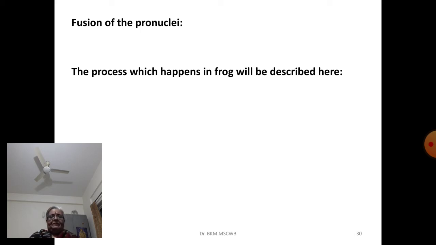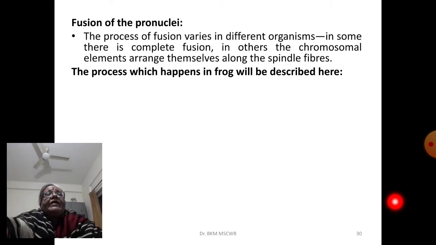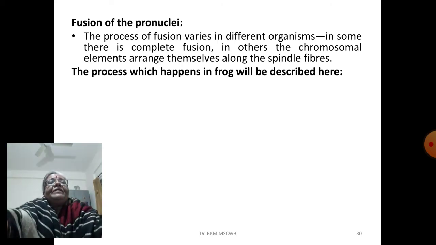Now with this background, we shall proceed to the next stage, that is fusion of pronuclei. The nucleus of the ovum or egg is called the female pronucleus, which is bigger in size, and the nucleus of the sperm is called the male pronucleus. Now these two pronuclei should come together, and this process of male and female pronuclei fusing is called amphimixis, a very important concept to understand in the process of fertilization. Now, fusion of pronuclei.